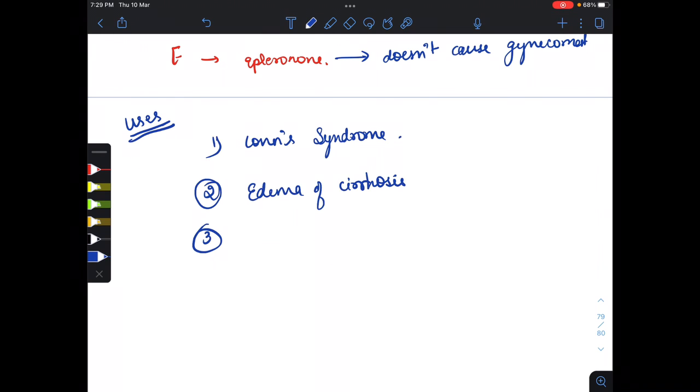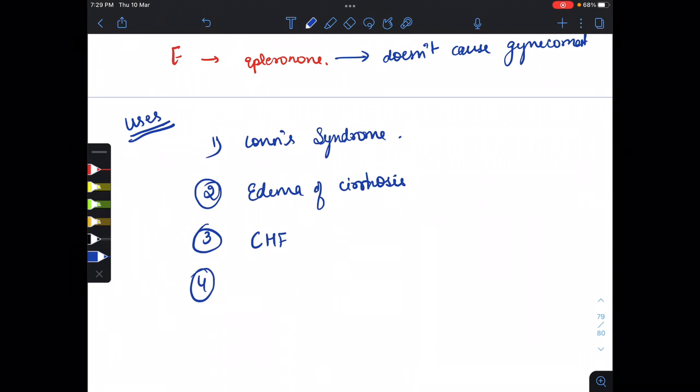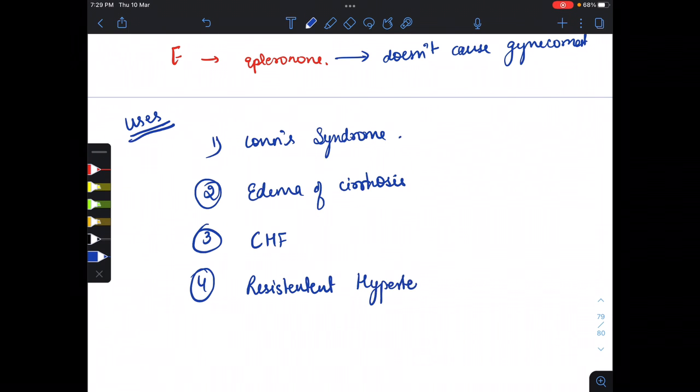The third one is in the prevention of hypokalemia. We can also use them in congestive heart failure, and in resistant hypertension patients. So all these were the uses of the potassium sparing diuretics. That's all for today's video.